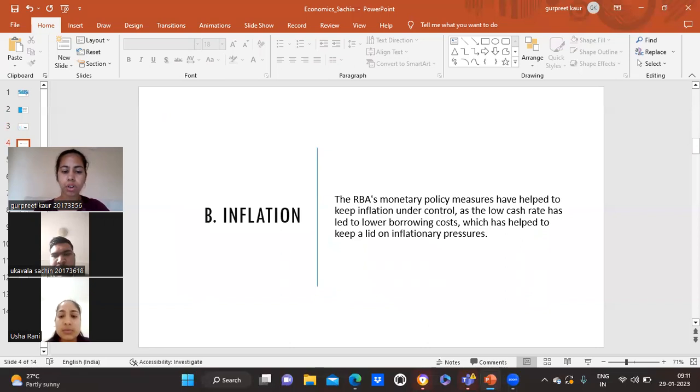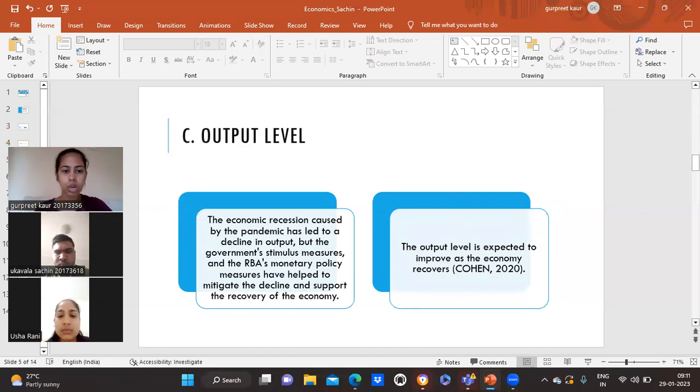Second impact is on inflation. The RBA's monetary policy measures have helped to keep inflation under control, as the low cash rate has led to lower borrowing costs, which has helped to keep a lid on inflationary pressures. Third one is output level. The economic recession caused by the pandemic has led to a decline in output, but the government's stimulus measures and the RBA's monetary policy measures have helped to mitigate the decline and support the recovery of the economy. The output level is expected to improve as the economy recovers.